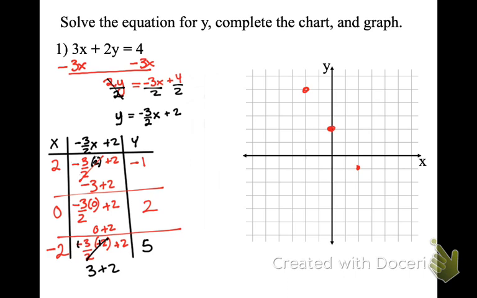And now we're ready to draw our line. I add my arrows. I label my X and my Y. And then I'm going to say this is 0, 2. And this one is 2, negative 1. And we are done. This is the line that represents 3x plus 2y equals 4.